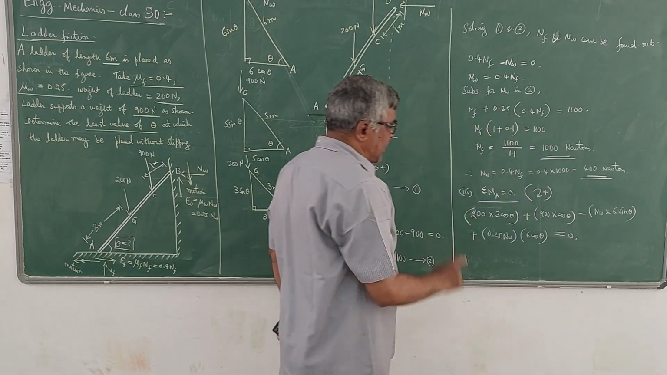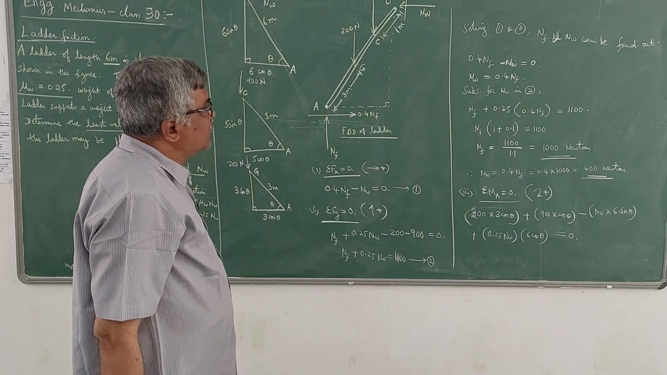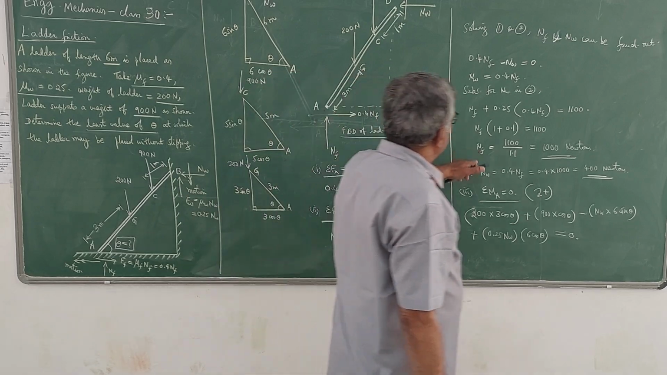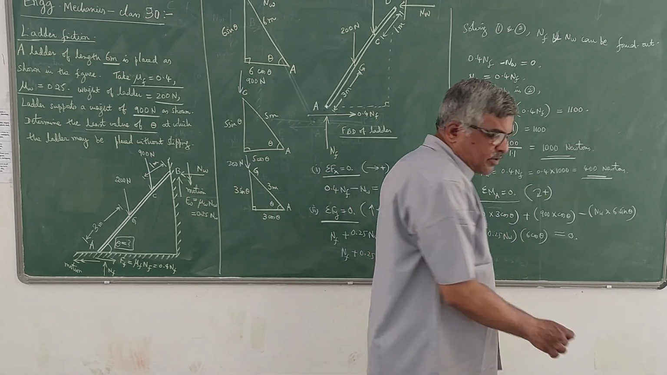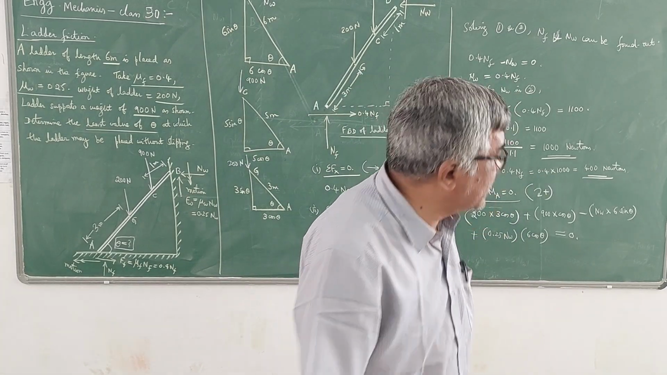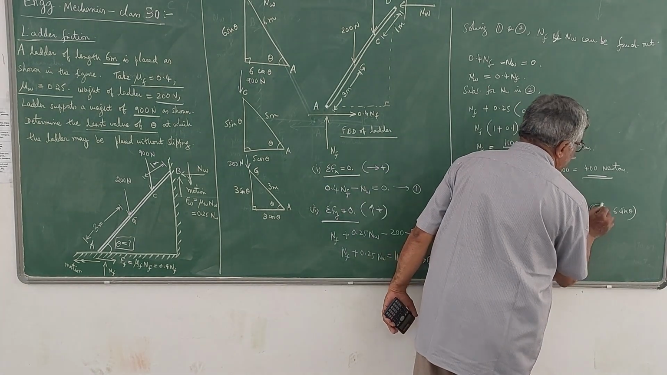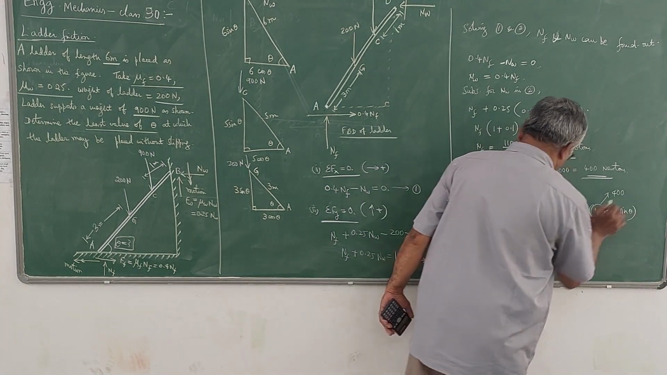Now substitute for NW. The NW value is 400. So substitute the value of NW as 400. So this is 400 and this is also 400.